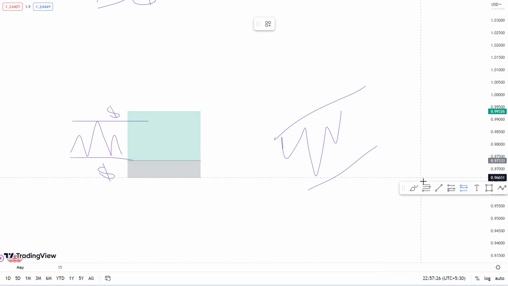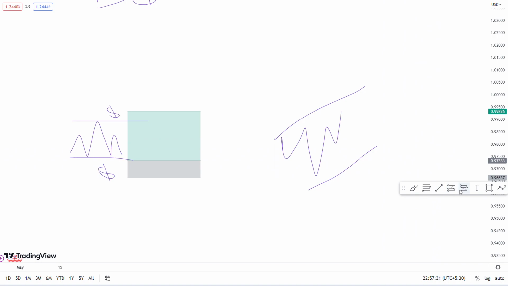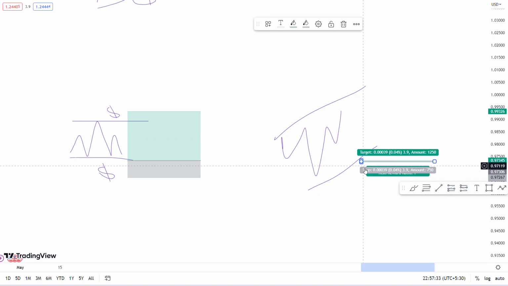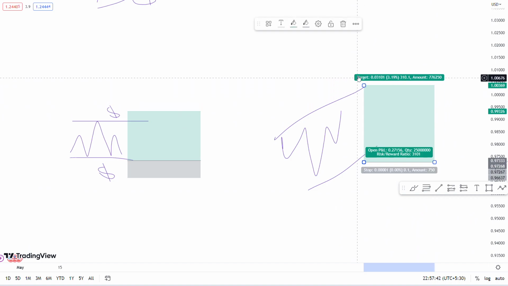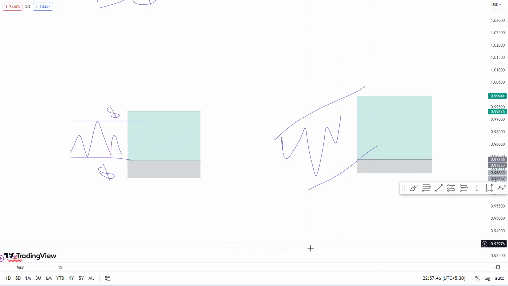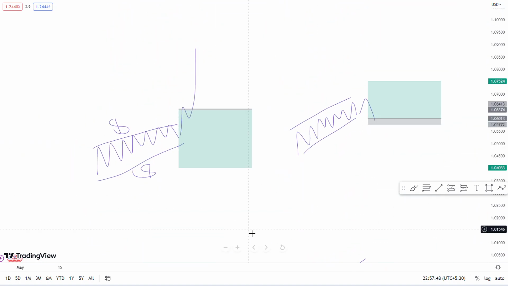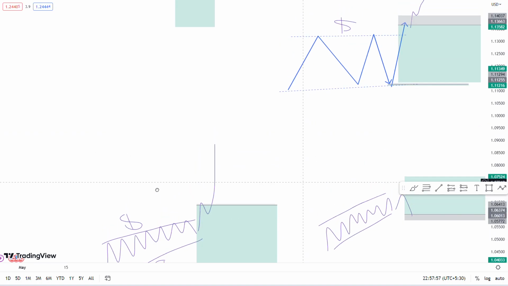Inverted head and shoulders they talk about, right? Yeah, and we take buys here, targeting the buy side liquidity. This is how we trade, bro. This is how we trade, guys. This is how the top 1% trade. I'm showing you the exact stuff, how to be like a top 1% guy in trading.